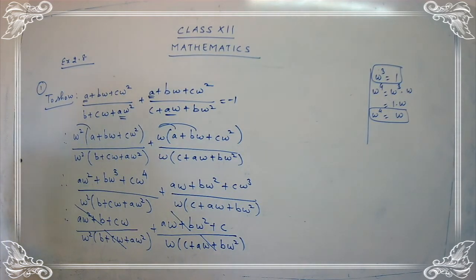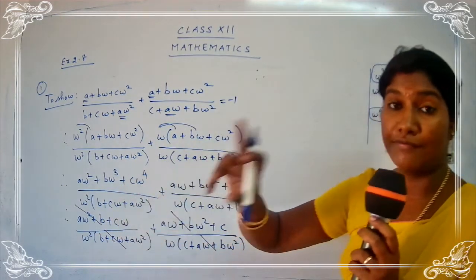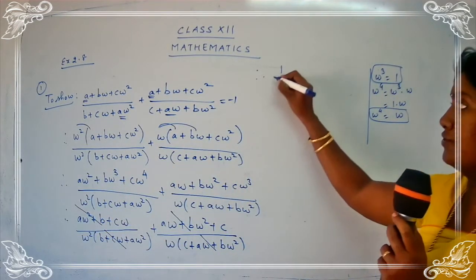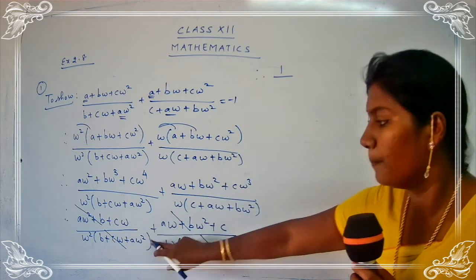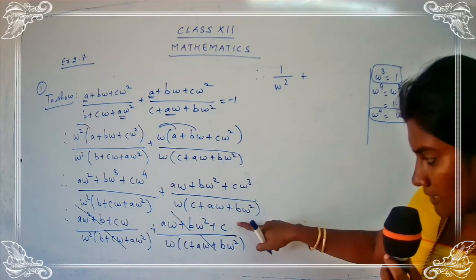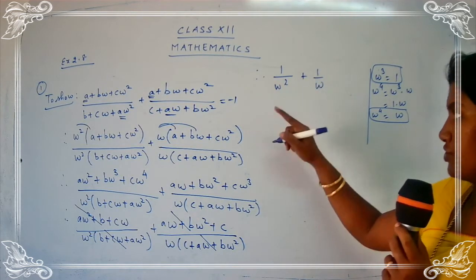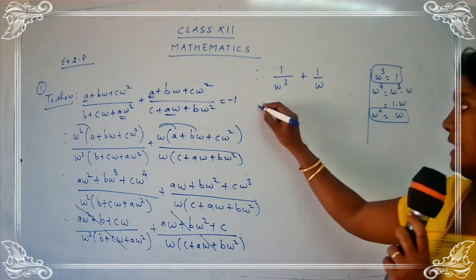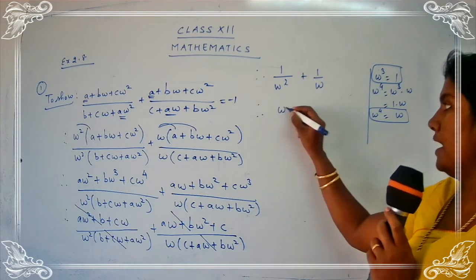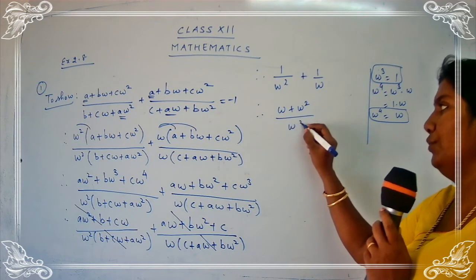Okay. So now we are going to take out the left out part. So what is left out? In the numerator nothing is there. That means you have to take it as 1. Just do not forget to take 1. So 1 upon omega square plus, here everything is getting cancelled. Yes children? So 1 upon omega. So try to cross multiply them and take the LCM. So omega plus omega square upon omega cube.